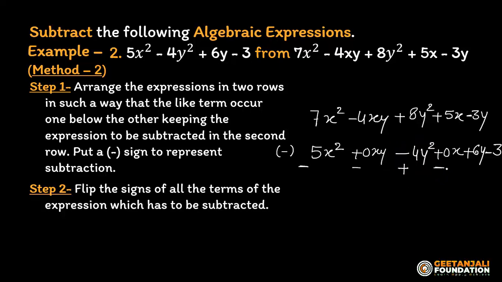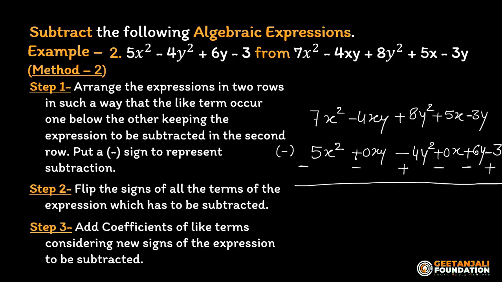So this plus will become minus, and this plus is minus, and this minus is plus. After this, I am adding all these terms, and I'll consider the new signs of the terms while adding. So 7 minus 5 will give you 2x squared. Minus 4 minus 0 will give you minus 4xy. Plus 8 plus 4 give you plus 12y squared. And plus 5 minus 0 will give you plus 5x. Minus 3 minus 6 will give you minus 9y. And this is plus 3.